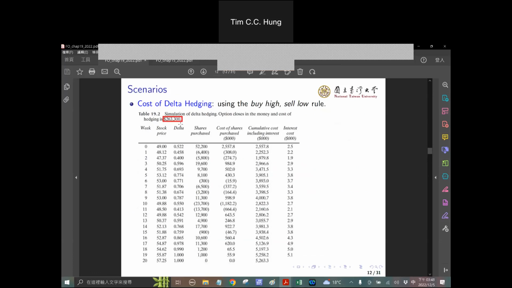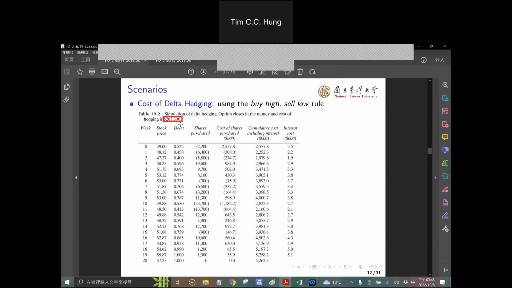So first, why wasn't the cost exactly equal to the value of $240,000? Does anyone have any guesses? Suppose that we're doing a perfect delta hedging. Every minute, every second, every millisecond, we're rebalancing our portfolio. We always remain delta neutral. If that was the case, then we should, at the end, have a cost that is exactly equal to $240,000, right? Because that is the point of delta hedging.